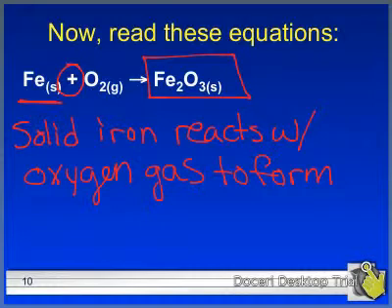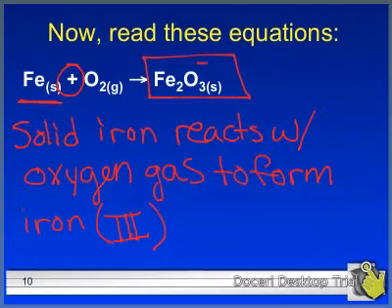Fe2O3. So we have an ionic compound with a transition metal. So we're going to need to know iron... Is it iron 2? It's iron 3. Why is it iron 3?